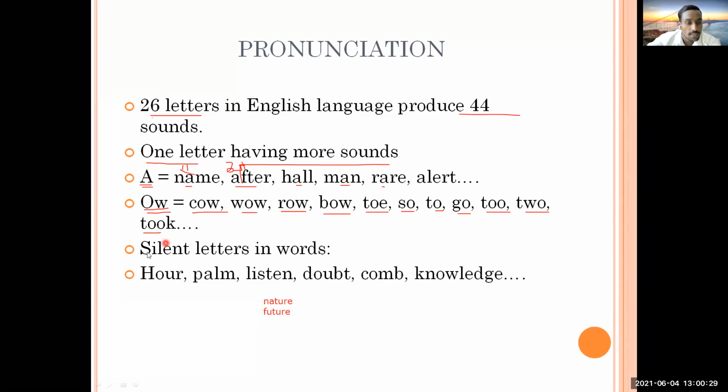Again, there is another problem: there are some silent letters in English words. So we will have to consider silent letters also when we try to read any English words. So how should we read it? Over. R, yes. And which letter is silent here? H. Yes, this is silent here. So how do you read this? Palm. Which letter is silent? L, yes, L is the silent letter. So this way we try to read it.